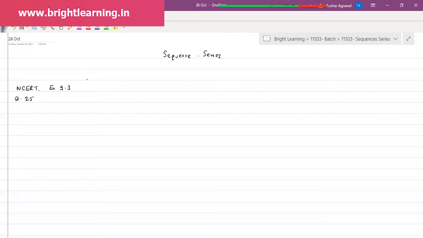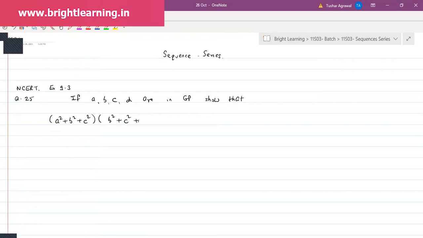If A, B, C, D are in GP, show that (A square plus B square plus C square) multiplied by (B square plus C square plus D square) is equal to (AB plus BC plus CD) complete square. Okay, this is the required result. So let's start.